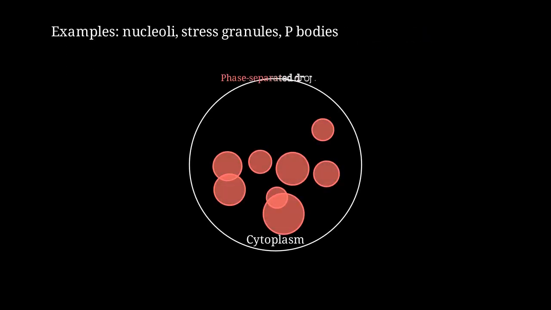Here's a simplified view of phase-separated droplets within a cell. These droplets are dynamic, liquid-like structures that can merge, divide, and exchange components with their surroundings.